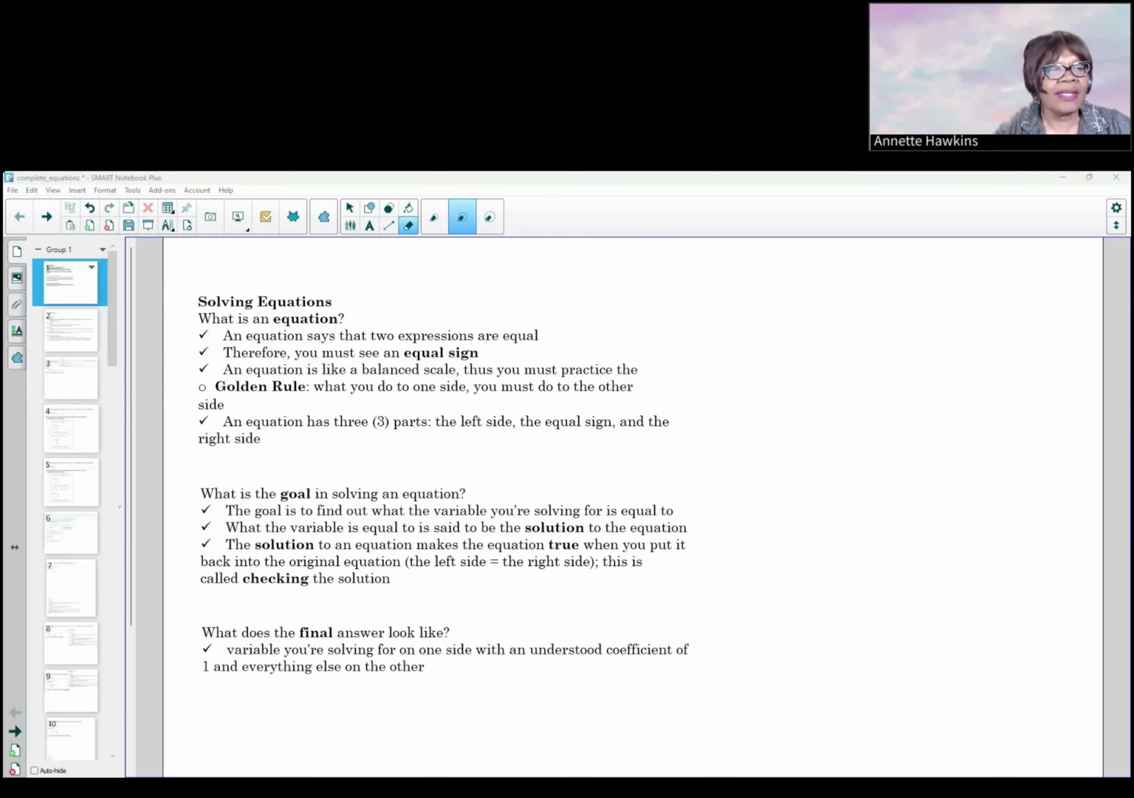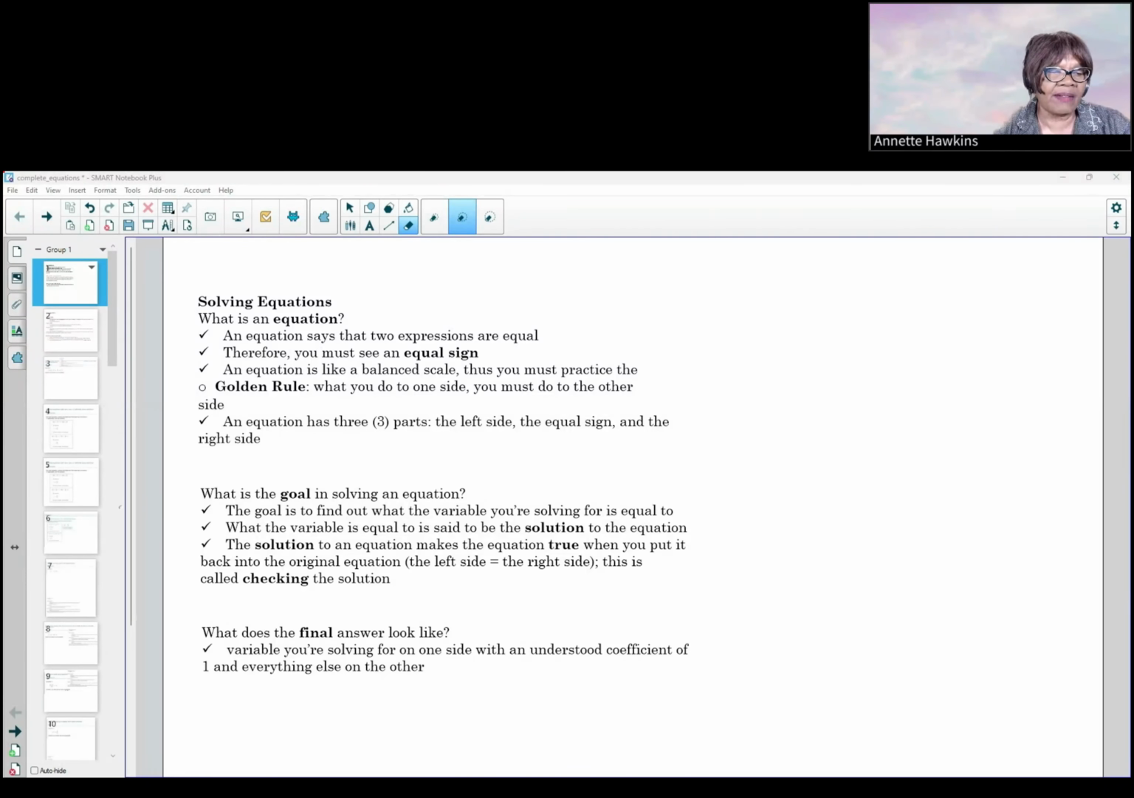Okay. All right. So the question is solving an equation. And we want to know, what is an equation? An equation says that two expressions are equal. Therefore, you must see an equal sign. An equation is like a balanced scale. Thus, you must practice the golden rule. What you do to one side, you must do to the other. An equation has 3 parts: the left side, the equal sign, and the right side.